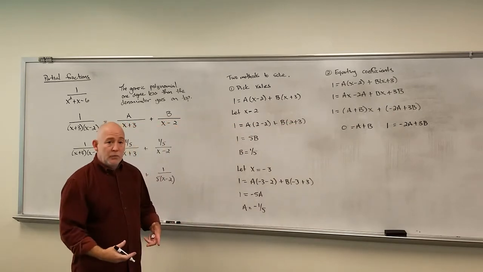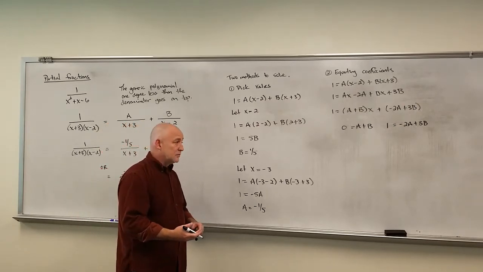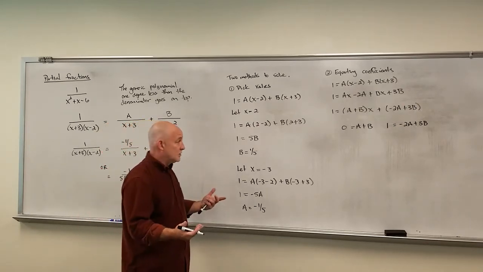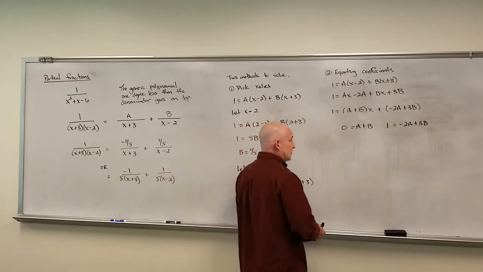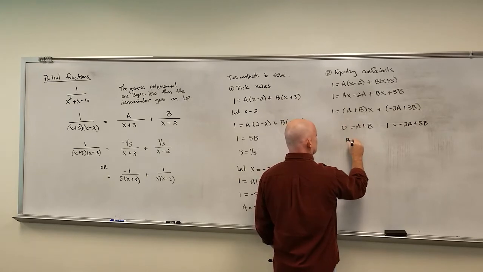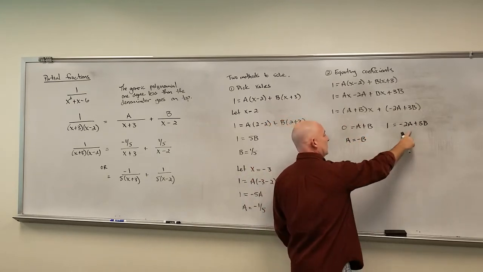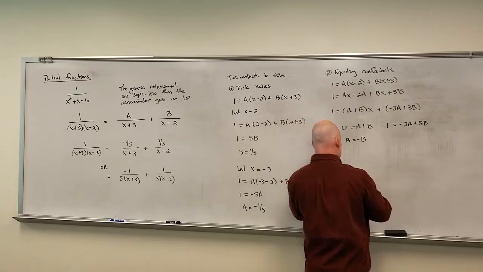Okay, so what we end up with here is a system of equations that we have to solve. You can use any method you want to solve this system, the substitution method or the elimination method. I'm going to do the substitution method because it's going to be fairly quick here. If I just move 1 to the other side, you can see that a is equal to the opposite of b.